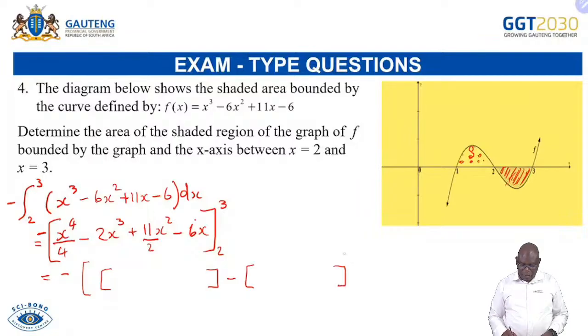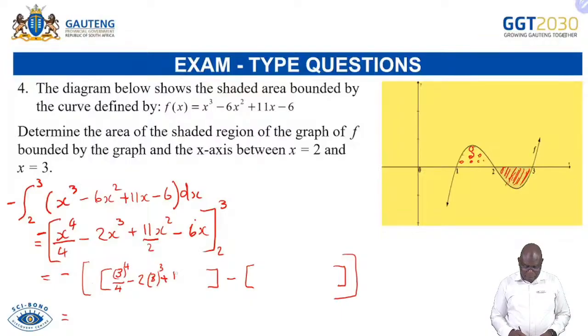It's a negative of everything that I'm going to be doing there. Because sometimes we put the negative there, then it is only for the upper boundary, it is not for the lower boundary. So there I'm going to have my substitution. I don't know if my substitution is going to be fitting there, but I will try. So it will be 3 to the power of 4 all over 4, right? Minus 2 into 3 to the power of 3, plus 11 into 3 all over 2, minus 6 into 3.